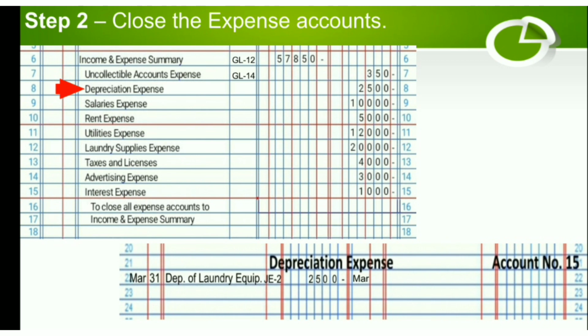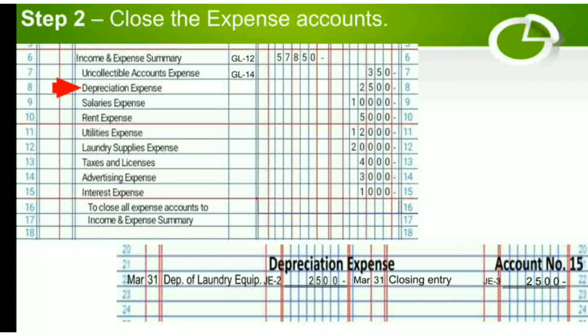So we have here March 31, closing entry, and then JE3. And then the amount is 2,500 pesos. At this point, the depreciation expense is now closed. So we double rule it, since if we get the difference between 2,500 debit and 2,500 credit, it will result in a zero balance. Under the folio column of the general journal, we will write GL15. This means that the credit entry depreciation expense of 2,500 pesos is posted to general ledger 15 or account number 15.